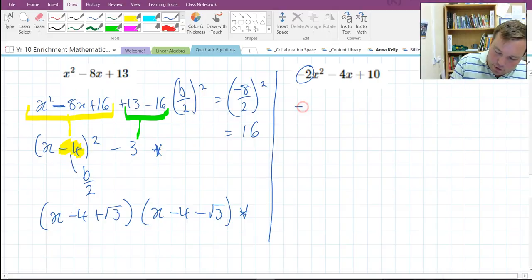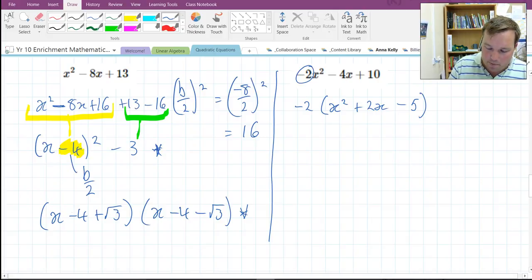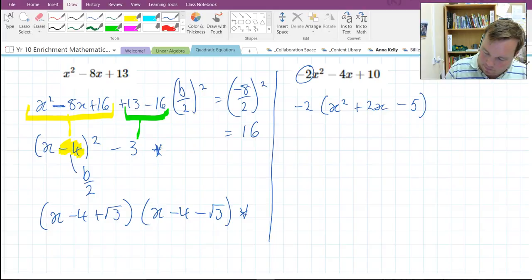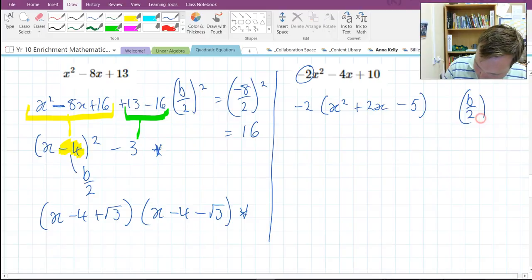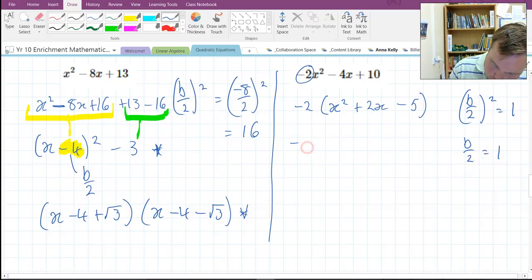So to remove the leading coefficient, we take out minus 2, which leaves us with x squared plus 2x take 5. Not so bad. Now, we just leave that minus 2 all the way through, and I would like you to write it all the way through, because otherwise people forget it. So here, if we have 2x, well then b is 2. So b on 2 squared is just 1, because b on 2 is equal to 1. 1 squared is 1. Minus 2 square brackets, and you'll see why I'm doing them in a sec.